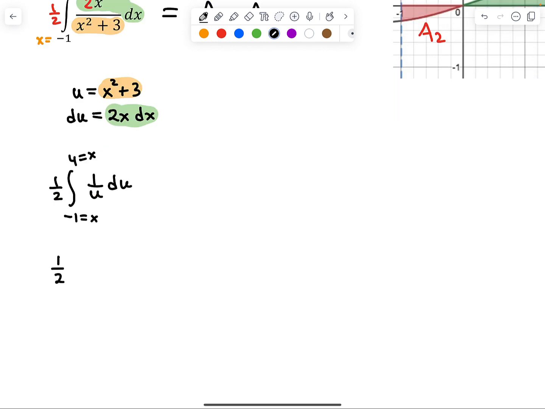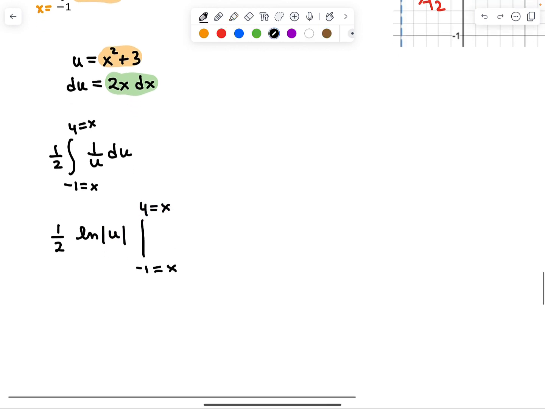So we have a 1/2. The antiderivative of 1 over u is natural log of absolute value of u. We don't need the plus c for a definite integral. We can just choose c to be 0. And then we're going to evaluate from negative 1 to 4. But again, these are x coordinates, not u coordinates. So be careful that you don't just plug 4 in for u, because it's not a u coordinate. In other words, just make sure you do the back substitution next.